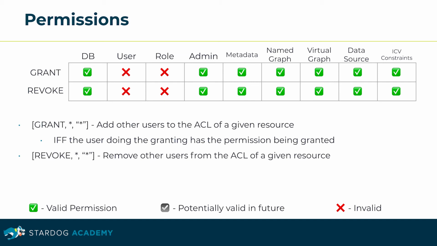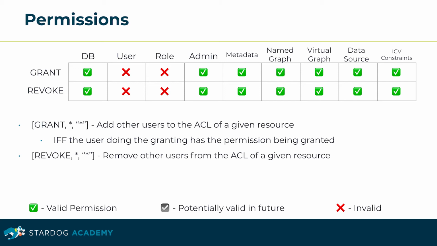Grant and revoke work very similarly and allow a subject to add or remove other subjects from the ACL of a given resource by adding or removing permissions from the subject. The catch is that grant permission works if and only if the user doing the granting has the exact permission that's being granted. Here's an example.